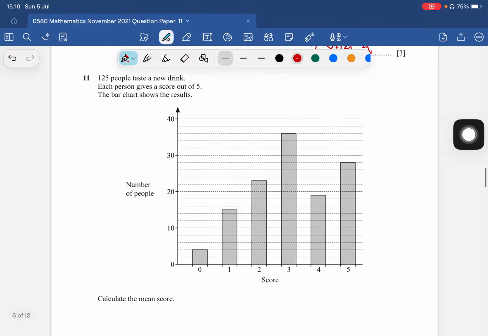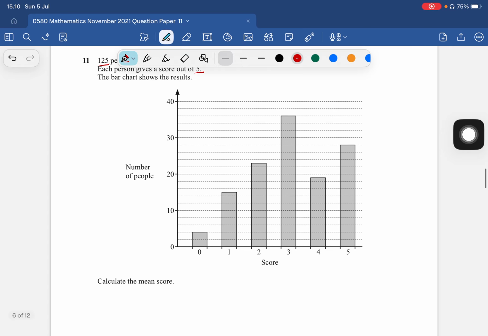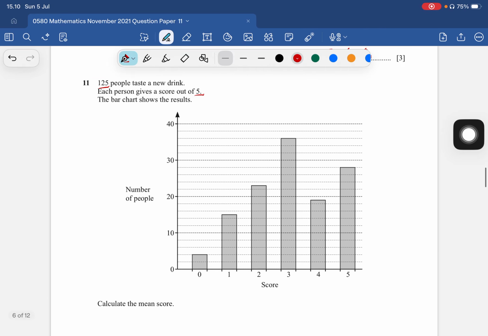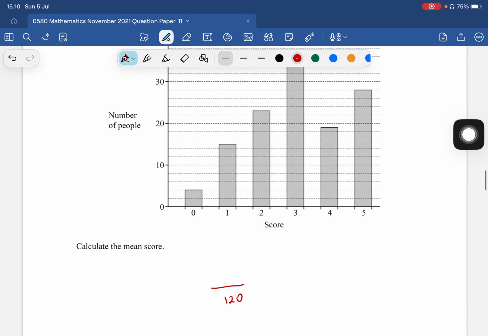Here is number 11. We got 120 people test a new drink. Each person gives a score out of 5. The bar chart shows the result. Let's calculate the mean score. So we have 120, we divide by 120. Here is the number of people. So here 2, 4, 6, 8.